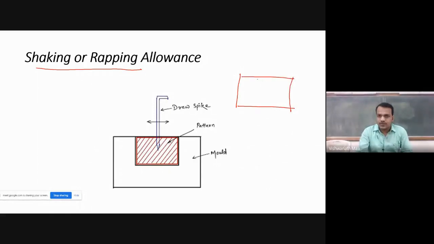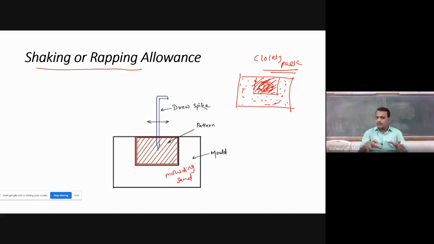Suppose this is the flask or drag, and here is our part. What we do, we ram this sand. If you have seen the cope and drag process, we ram this sand. What happens when we ram this sand? This product, or part, or pattern will get closely packed with your molding sand.